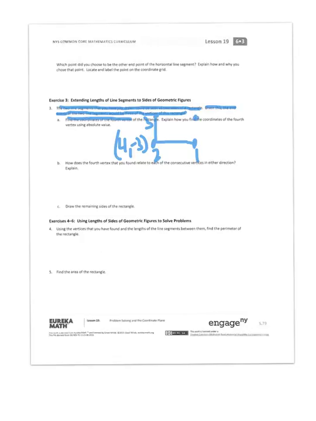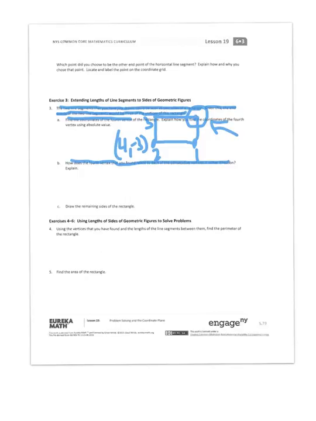Alright, what is that coordinate? Because obviously when you put 4 vertices, it makes a rectangle. What they want to know is what is the coordinates of that point right there. B, how does the 4th vertex that you found relate to each of the consecutive vertices in either direction? Pretty much what they're asking is, what does this coordinate relate to the other 3?